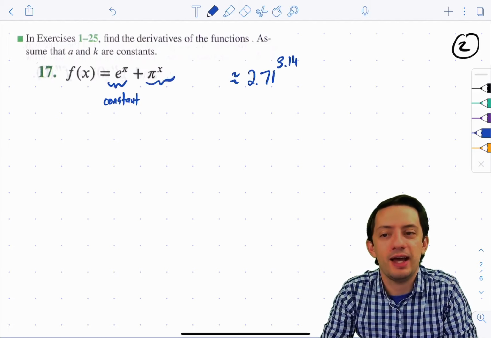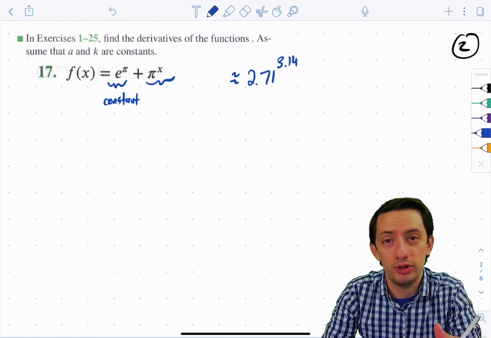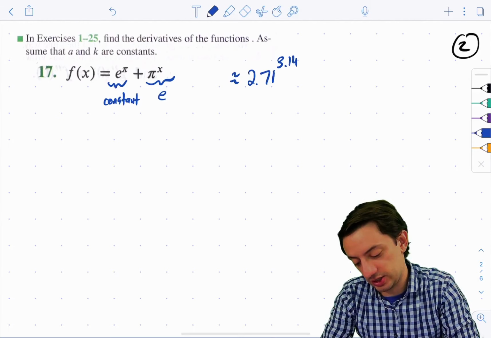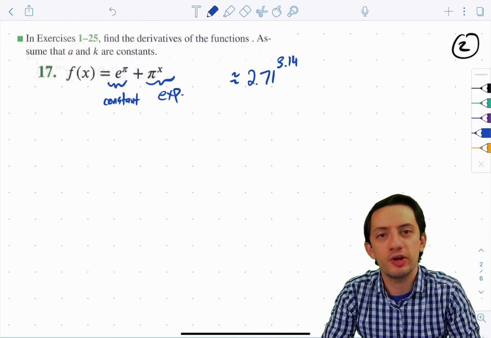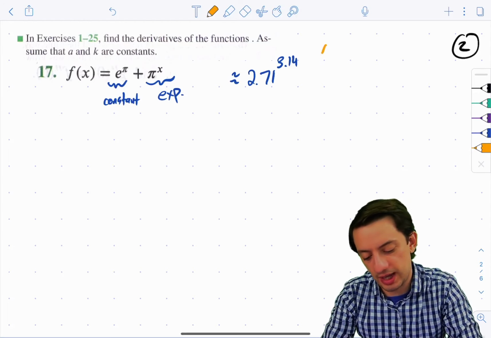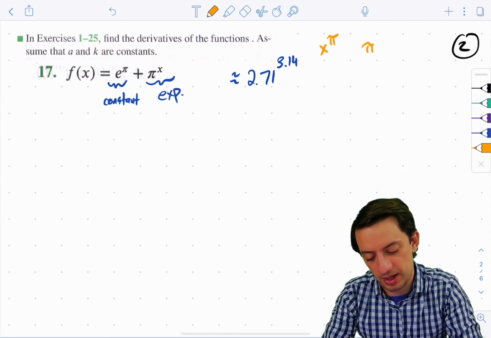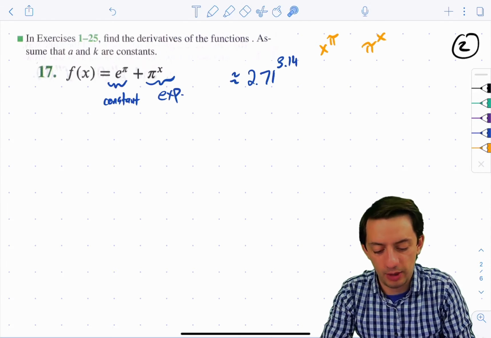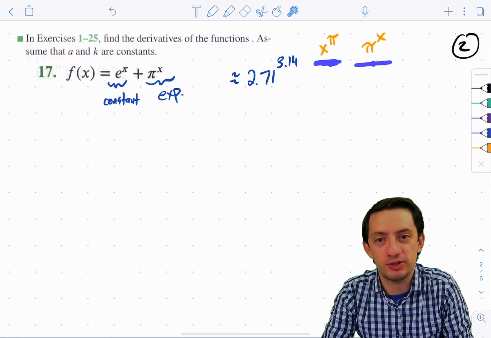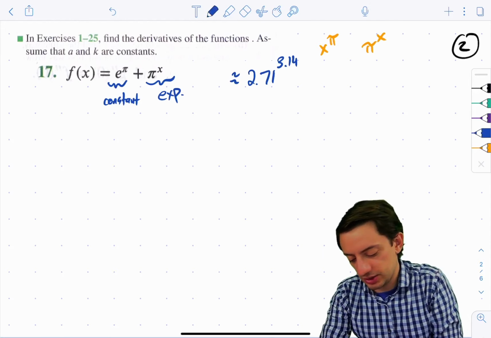This pi to the x. Pi is a number. X is the variable. So this is an exponential. It's very important that you can tell apart things like x to the pi versus pi to the x. This is a power function. This is an exponential function. The difference is where the variable is.